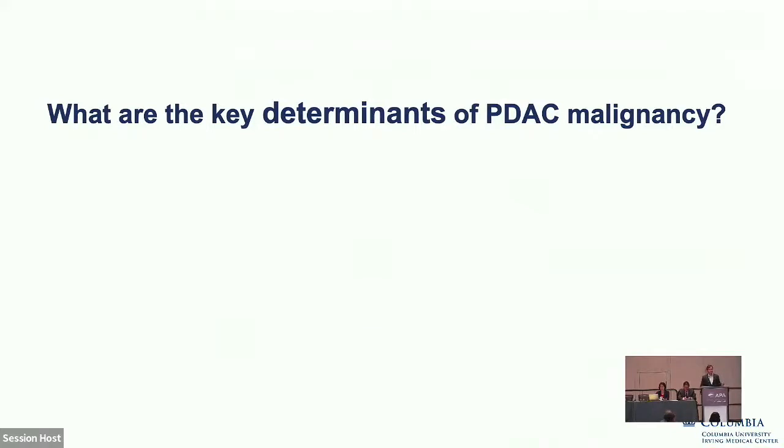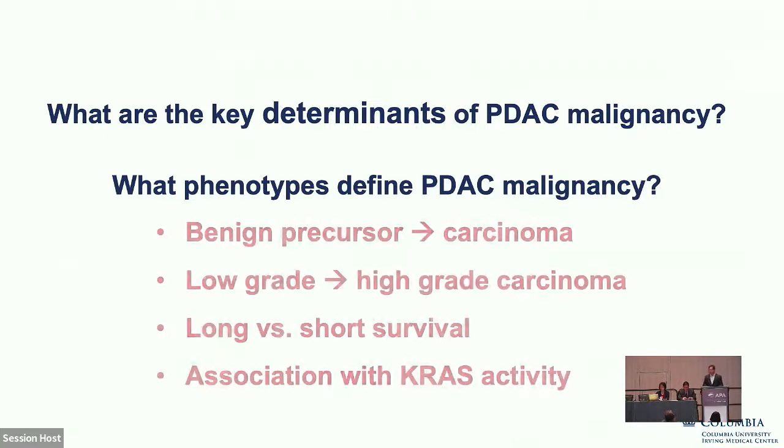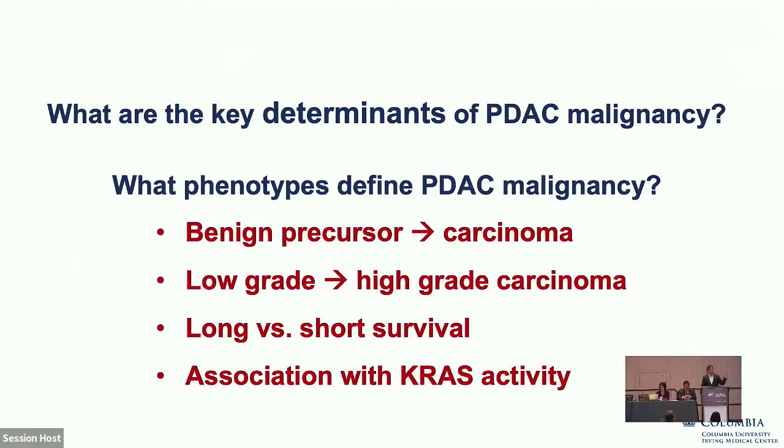But of course, what does malignancy mean? That's just a word. We had to define phenotypes that would represent malignancy in pancreatic cancer. And so what we came up with were 4. The transition from benign precursors to adenocarcinoma, so IPMN and PanIN, low grade. The transition from low grade cancer to high grade cancer. The transition between long and short survival within pancreatic cancer patients. And then, because it's mutated in 95% of cases, association with mutant KRAS activity.